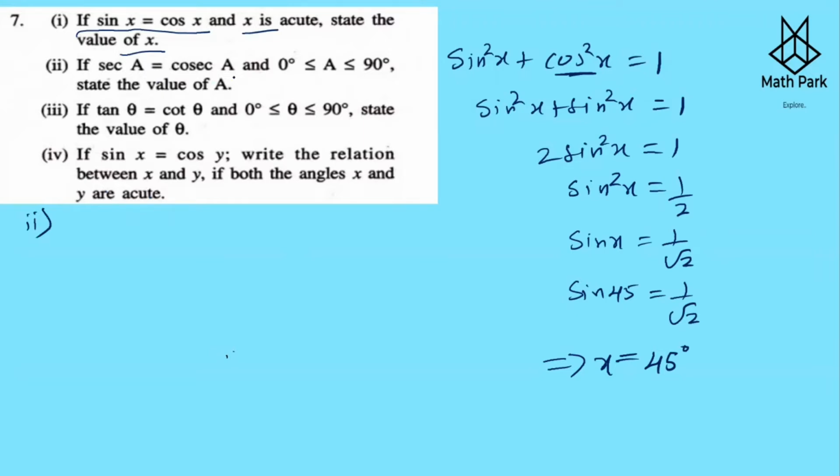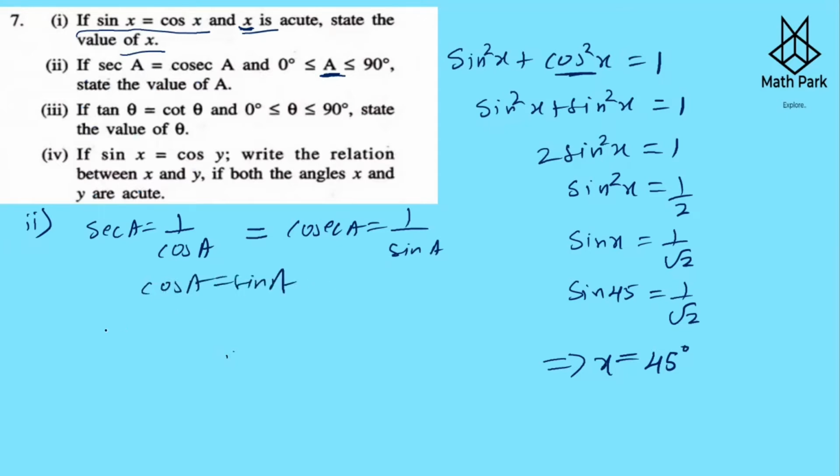If sec A is equal to cosec A and A is an acute angle, that is, it lies between 0 and 90, so it is an acute angle, same as in the previous case. So we have sec A is equal to cosec A. Now sec A is 1 upon cos A and cosec A is equal to 1 upon sin A. So this is how you get 1 upon cos A is equal to 1 upon sin A. From this we get again cos A is equal to sin A.